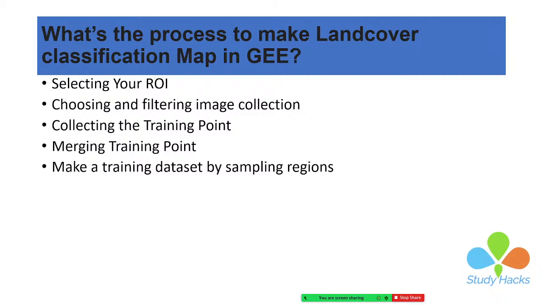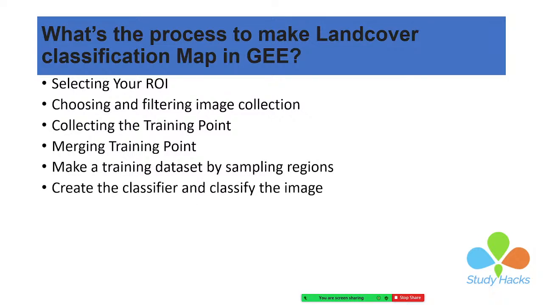Okay, so after merging our training points, we need to make the training dataset by sampling regions. This time we want to collect pixel values. We need to collect some pixel values, suppose red band, green band, shortwave infrared band, or other bands. Which band do I want to use for my prediction? Using their pixel values, I make a training dataset. Then we need to run the training dataset.